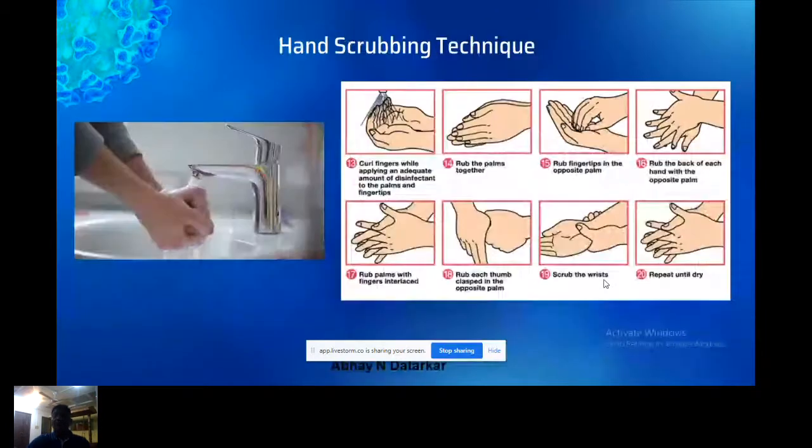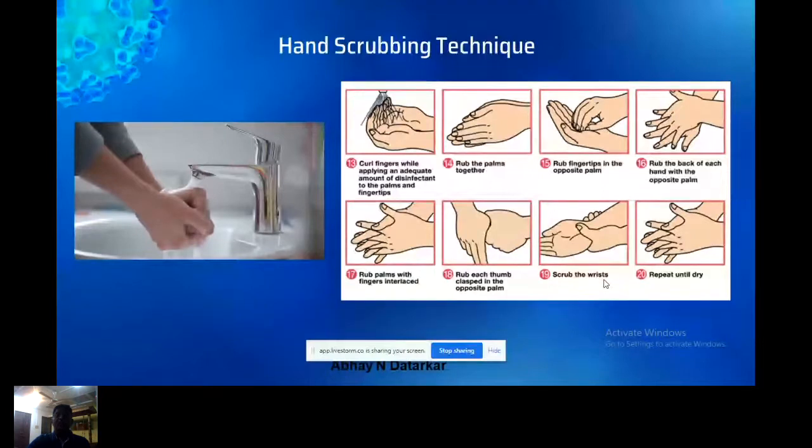Okay, hand scrubbing technique, everybody knows about this. We should follow a very nice hand scrubbing technique, and the best hand scrub available today is either a soap solution, or, as a dental surgeon or maxillofacial surgeon, I will recommend you the betadine. Betadine is very potentially effective against reducing the load of the virus.